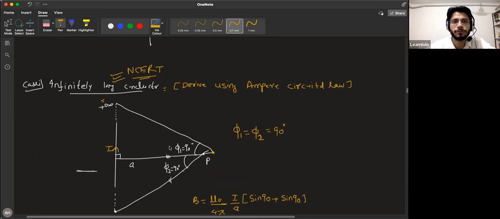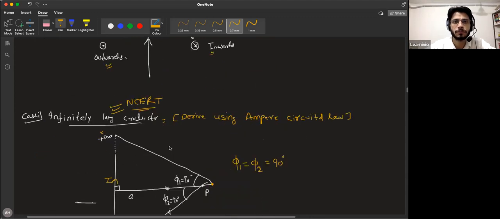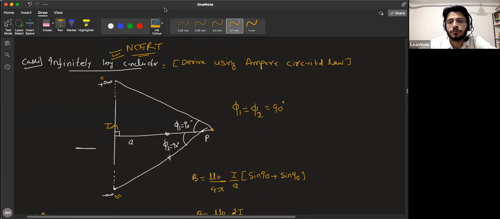Note it down. Nabil Khan, any doubt? No. Just note it down. Then start the numericals.